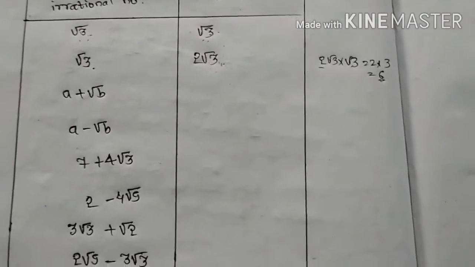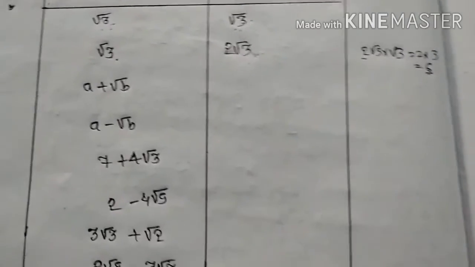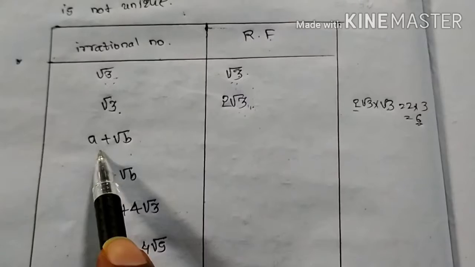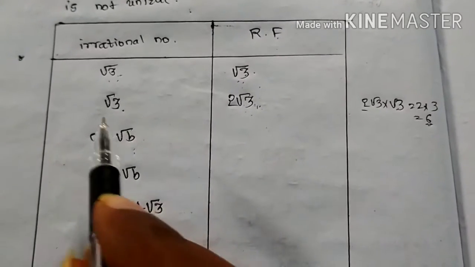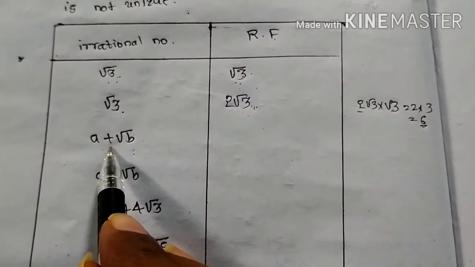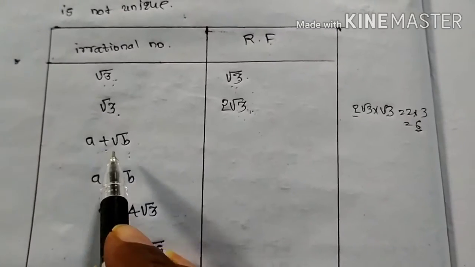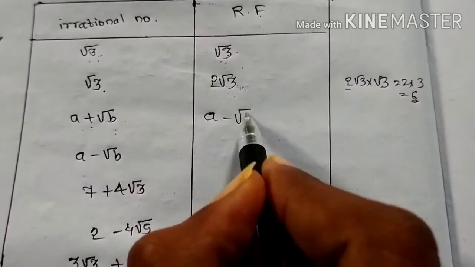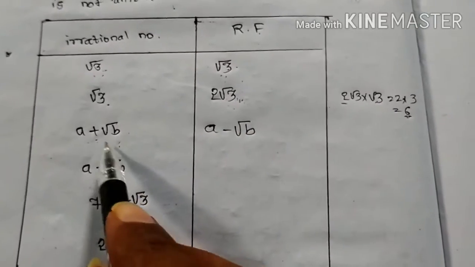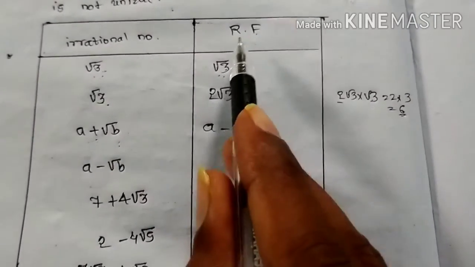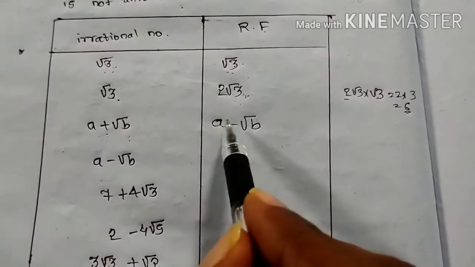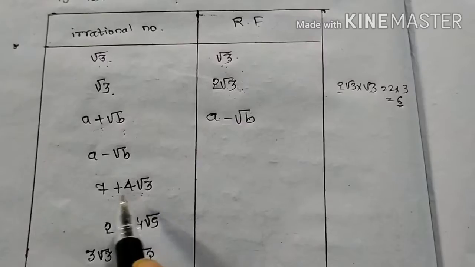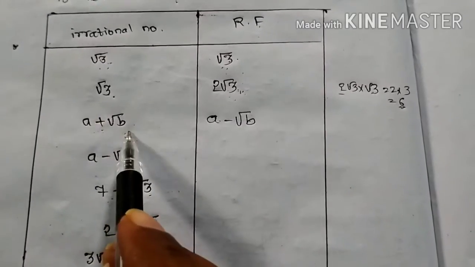You have to remember this formula here. What is the rationalizing factor of a plus root b? Which symbol have you been given? Plus. So you can convert it into minus. Just write a minus root b. The rationalizing factor of a plus root b is a minus root b. In a similar way, see 7 plus 4 root 3. Is it in the form of a plus root b or not?